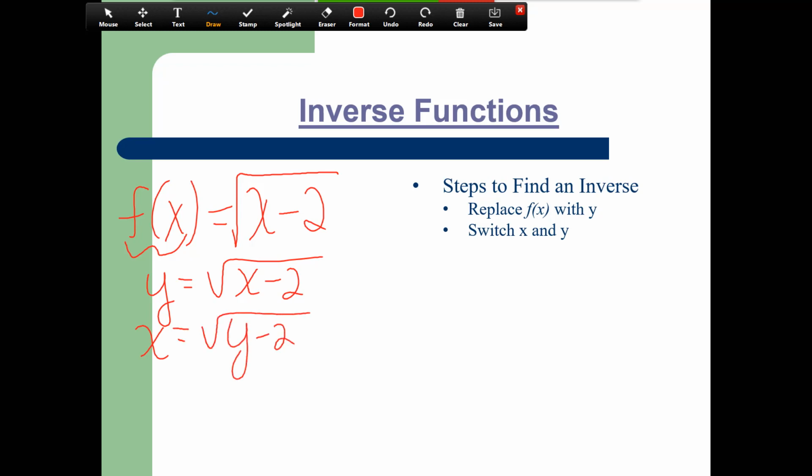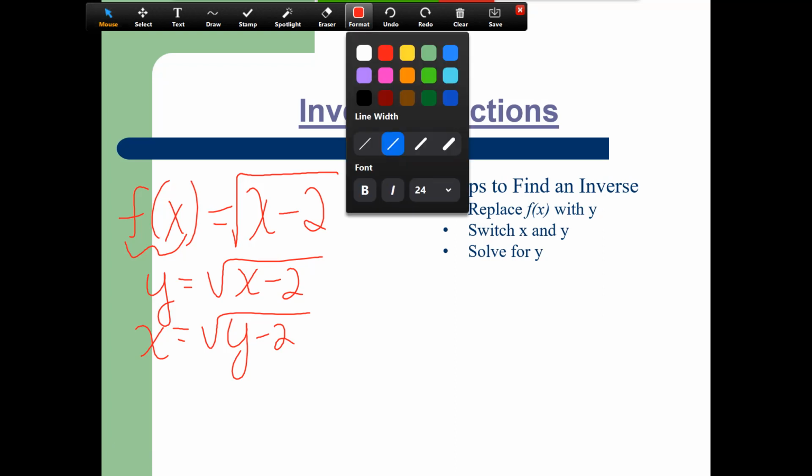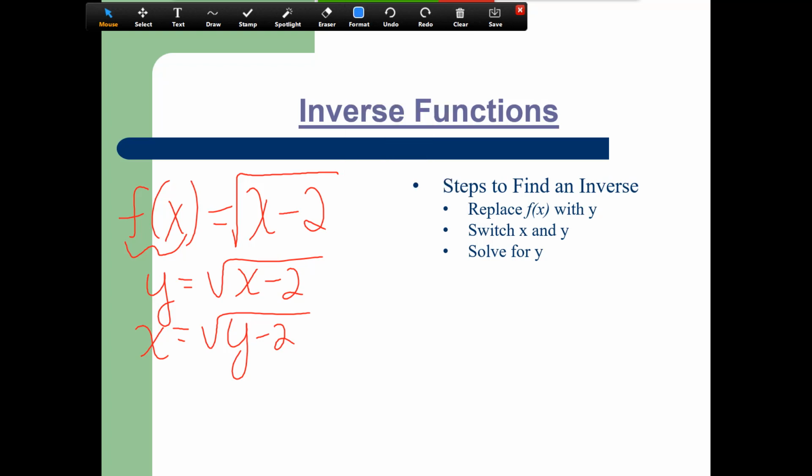And then after we have done that, the next thing we're going to do is solve for y. So you're going to do just normal algebra, and the algebra is a little easier with a y in there instead of f of x, so that's why we went ahead and switched the f of x into a y.